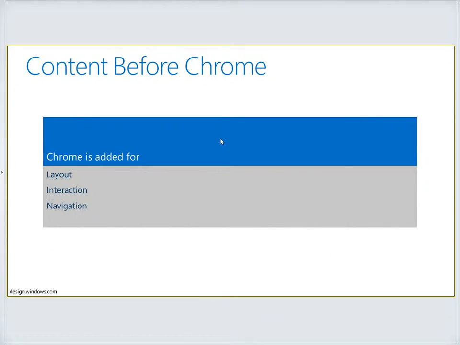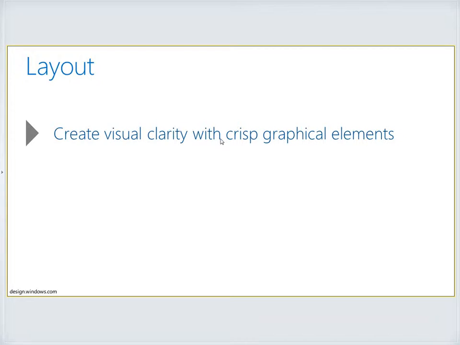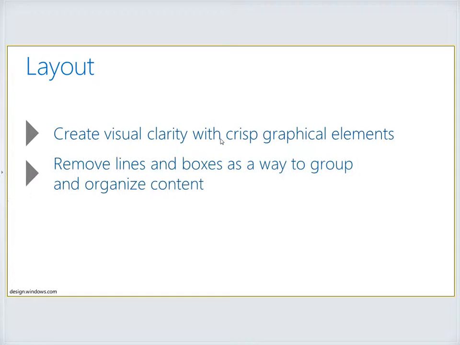So the challenge with Chrome is we need it in software and applications, right? We use Chrome to help us understand layout, to understand integration and interaction and navigation. And layout creates visual clarity with graphic elements, and sometimes we have to use a lot of artifice when we do that in traditional application development. We want to do that with graphic elements and type in Metro. We want to remove all the lines and boxes as a way to group and organize content because, quite honestly, with Metro, you don't need them.